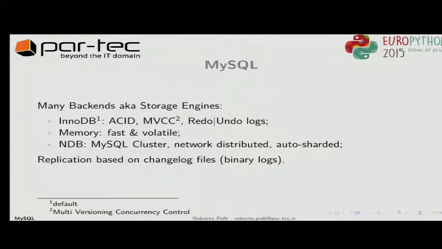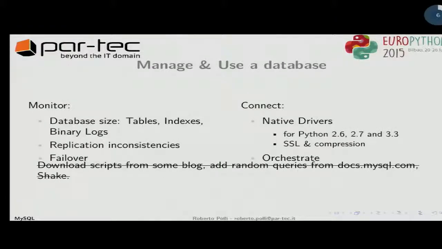Of all the backends that maybe you know, there is InnoDB, which provides ACID, multi-version concurrency control, and redo and undo logs, so everything you need to create a consistent database. And another important thing is that replication is based on change logs. Every transaction is recorded and provided to slaves. Those transaction logs are named binary logs.